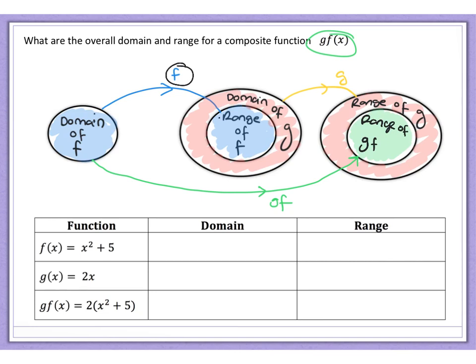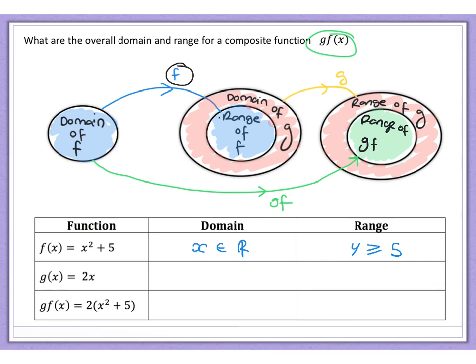It may end up being the same as the range of g, but it's definitely going to be contained within that range of g. So if we apply this to the example that we have just seen, the domain of f of x, which was equal to x squared plus 5, was x is any real number. And this was then mapped to a range of y is greater than or equal to 5. Remember the parabola with a y-intercept of 5.